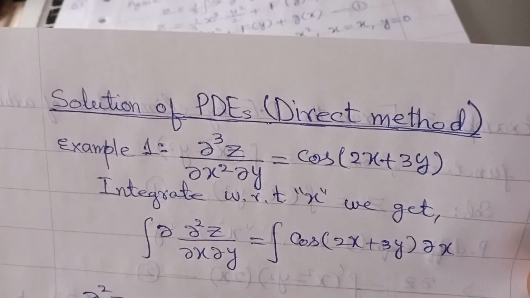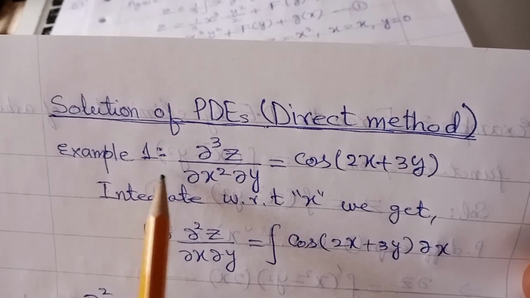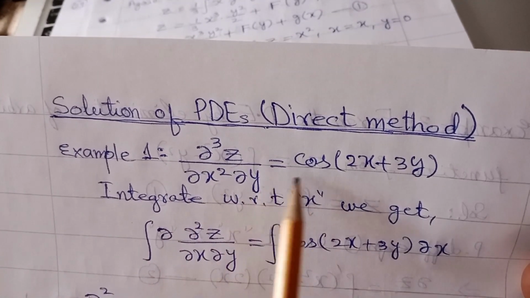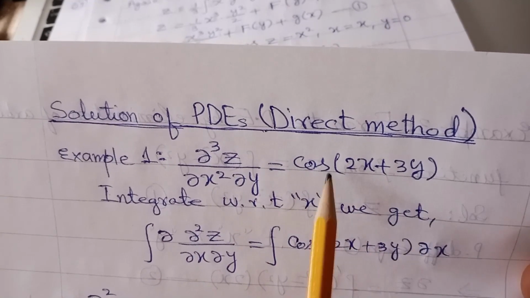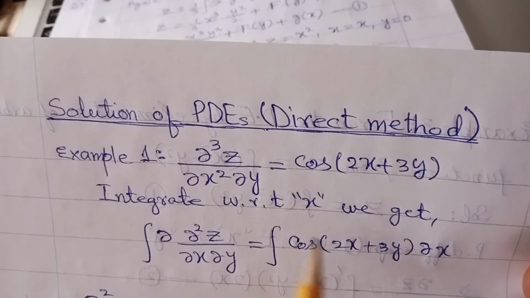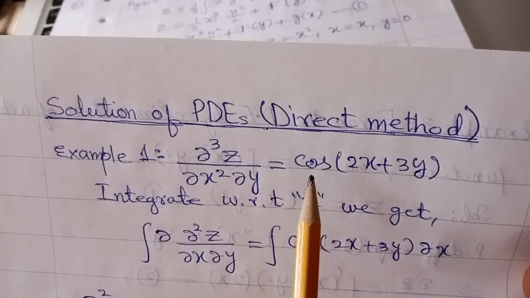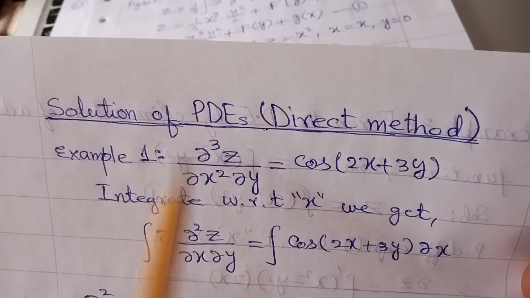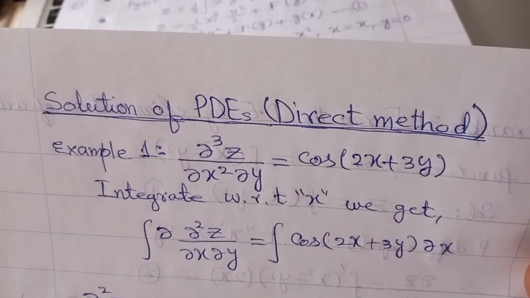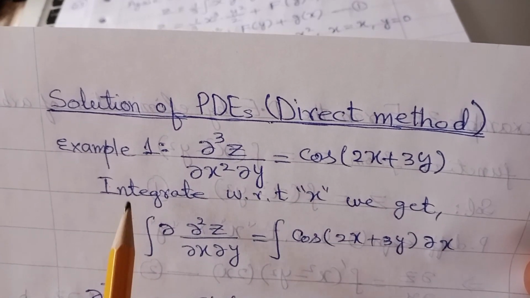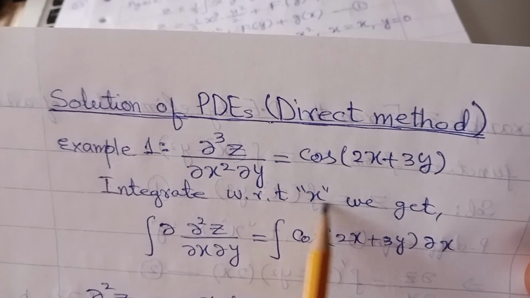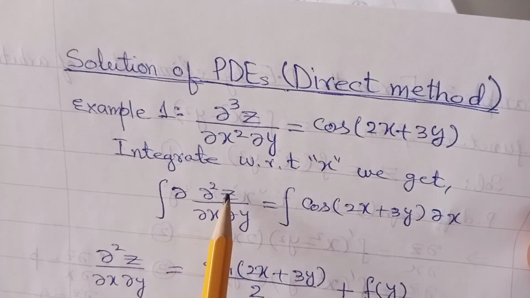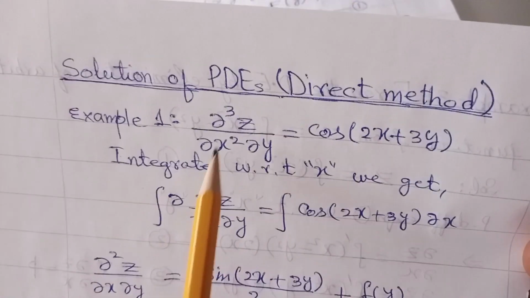So here we have a differential equation in example number 1. ∂³z/∂x²∂y = cos(2x + 3y). We have two independent variables x and y, and the dependent variable is z here. So first of all, in the first step we will integrate with respect to x, so the above expression can be written as ∂/∂x of (∂²z/∂x∂y), because we have ∂².